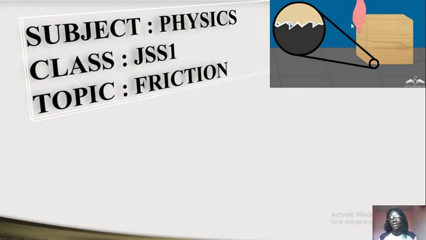Just like this, the hand is trying to pull this object towards the right, and there's friction between the bottom of this object and the floor. You can see that it is not smooth. The bottom of the object is rough, and the surface of the floor is also rough. So for you to push this freely, you have to apply a force that is greater than the frictional force.